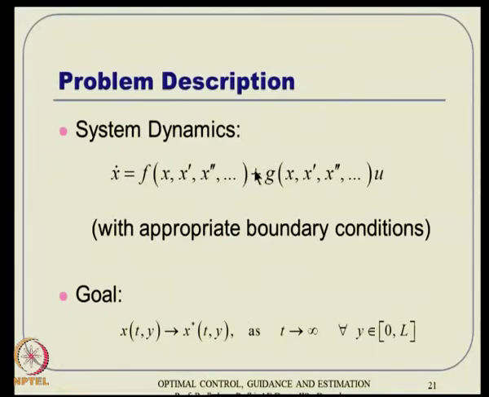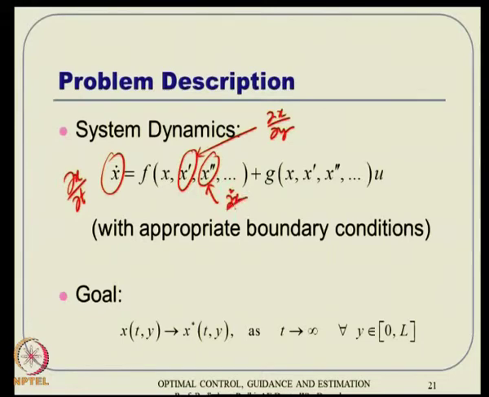To simplify things, we want this system dynamics in this form. Again, it is a kind of control affine form. So x dot represents del x by del t. It is not really a lumped parameter system. When you see x prime, this is del x by del y. When you see x double prime, this is del square x by del y square. So these are the notations used here. And obviously, we assume that there are appropriate boundary conditions available, depending on the situation. Sometimes the value is fixed, sometimes the derivative is fixed. One end can be value fixed, the other end derivative fixed, depending on the application.